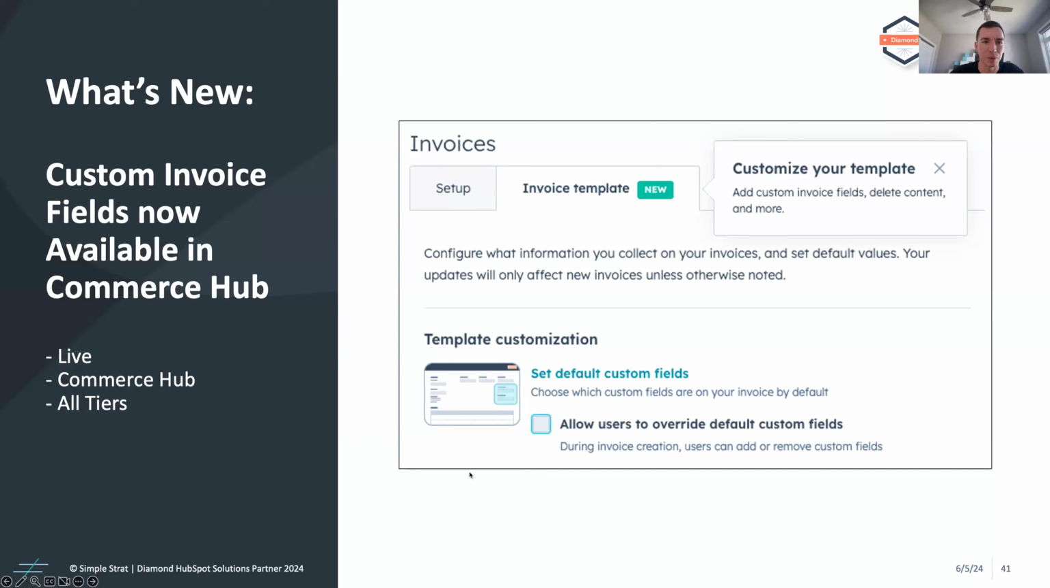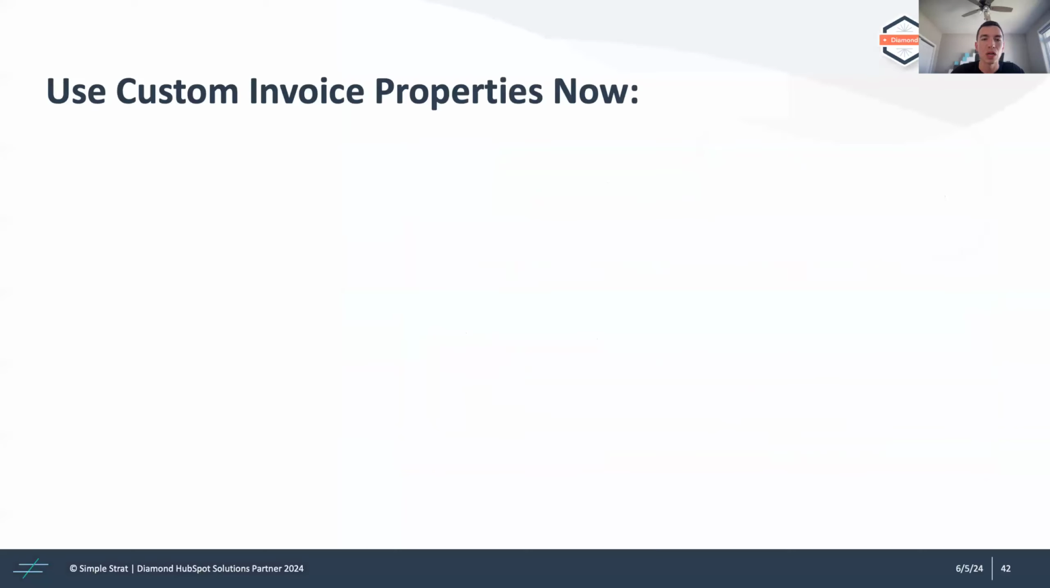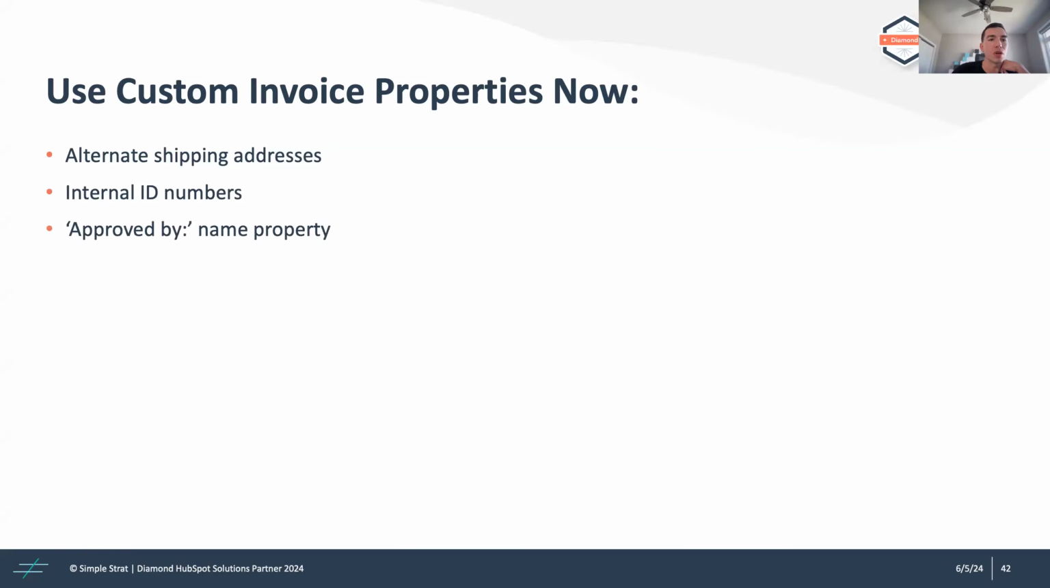It might be hard to see depending on your screen size, but this is the standard invoice template, and it'll be over here in this list of information that's standard on your invoices. So a couple of things you might want to add to an invoice with a custom property. Maybe you've got an alternate shipping address. Maybe you've got internal ID numbers that you need to communicate. Maybe you need to tell your client who on their team approved this invoice. Maybe you've got custom dates that you want to communicate, like what date the service is going to start.